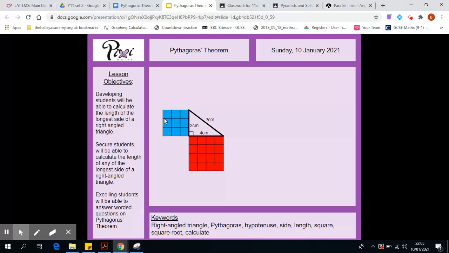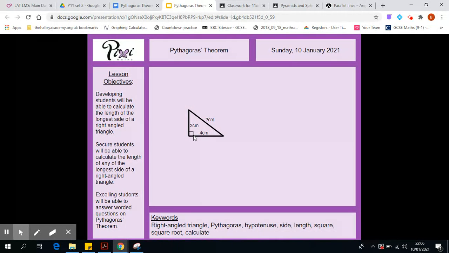Now here is a right angled triangle. Here is the right angle, which is 90 degrees. The side opposite to 90 degrees is called the hypotenuse. The sides of the right angled triangle are 3 centimeters and 4 centimeters. We don't know the length of the hypotenuse, and we need to calculate it.